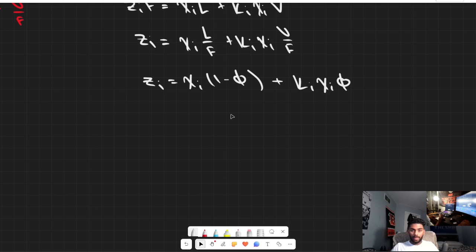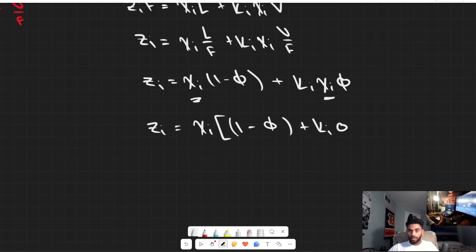And so to do that, I'm going to have to subtract over, let's see, how do I want to tackle this? First, I'm going to factor out xi because it's a like term on both sides. So xi, and then we have 1 minus phi plus ki phi, right? Then I'm going to want to divide this side over to this side.